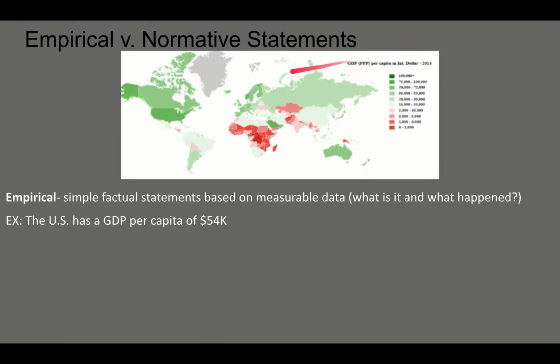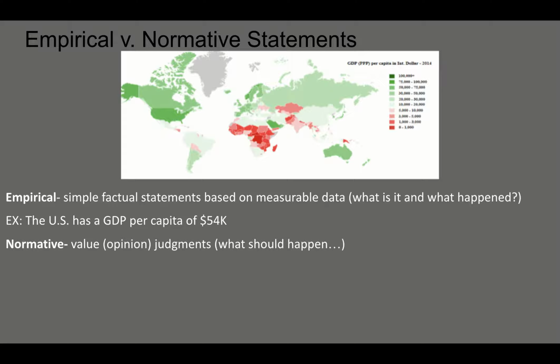You can even make a comparison empirical statement by saying the United States' GDP per capita is very similar to Australia's, or Brazil's per capita income is very similar to Mexico's. That's empirical. Back it with data.